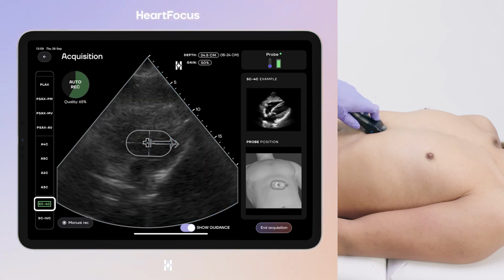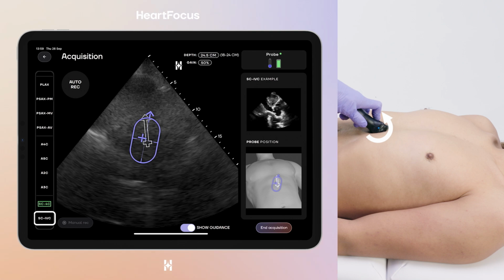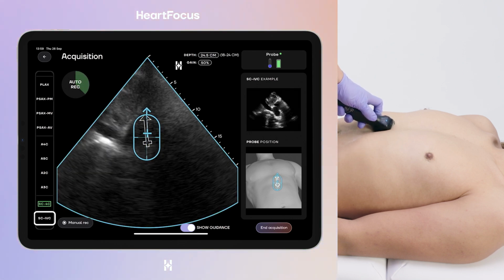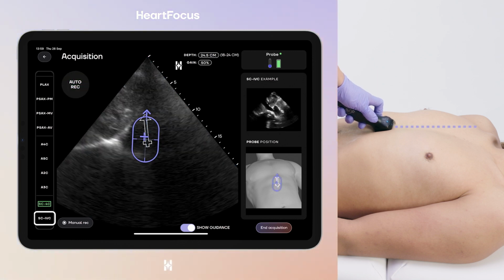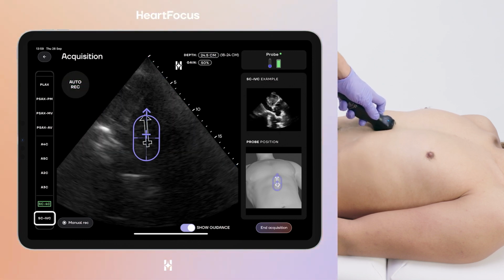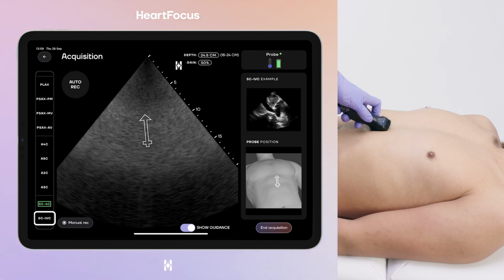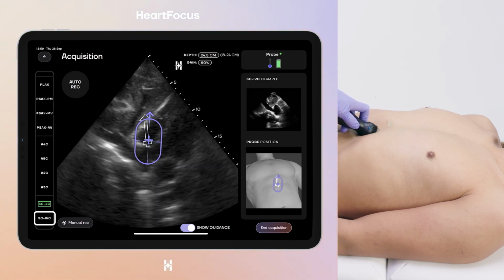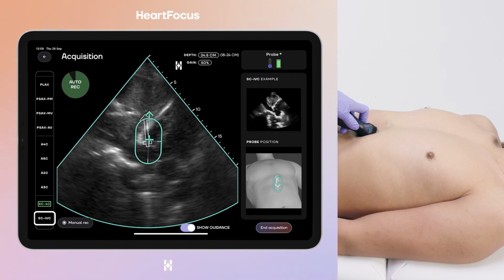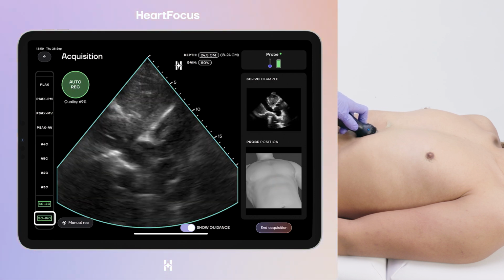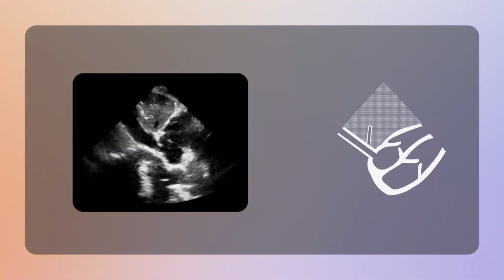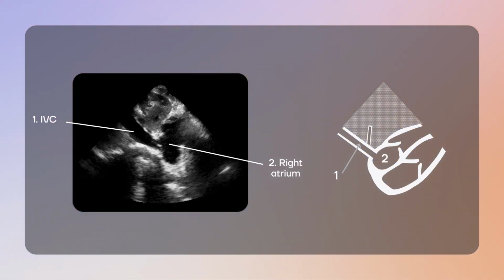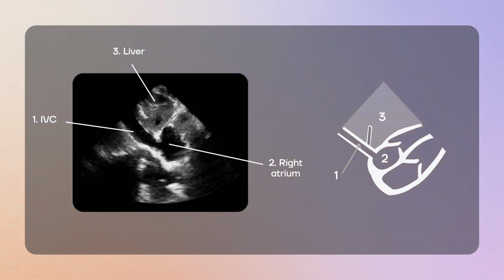From the subcostal four-chamber view, rotate the probe 90 degrees counterclockwise so that the probe marker points upward, toward the ceiling, and the probe is aimed toward the patient's head. In the resulting image, you will see the inferior vena cava on the left, flowing directly into the right atrium. The liver is still visible at the top of the image.